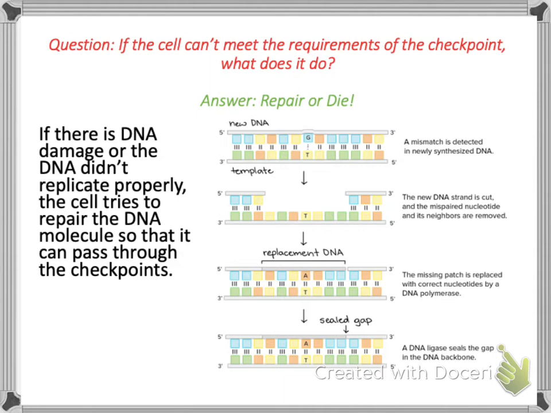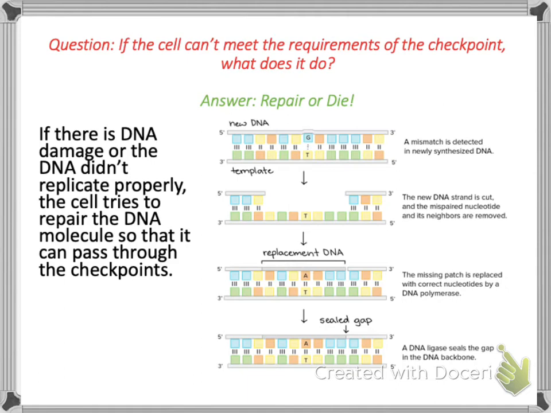So I mentioned this before. If the cell can't meet the requirements of a checkpoint, what exactly does it do? Well, it's going to try to fix it first. It's going to try to repair it, or it'll die. Okay? So the repair might be something like growing more or attaching the spindle correctly. But if it's DNA damage or DNA replication errors, then the DNA has to be fixed. Okay, so it says if there's DNA damage or DNA didn't replicate properly, the cell tries to repair the DNA molecules so it can pass through the checkpoints.